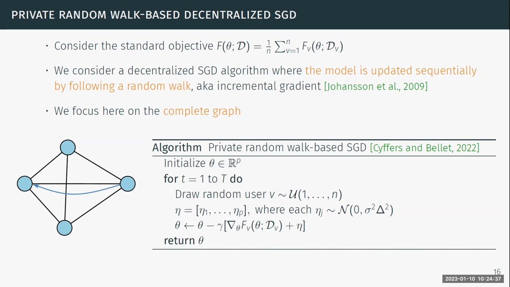And so this is what we're going to exploit: the fact that there is an aggregation of updates, and the fact that the path that the model is taking is secret to the nodes. The nodes only know, let's say, the last node that they have received the model from. And so the gain in privacy will come from that.